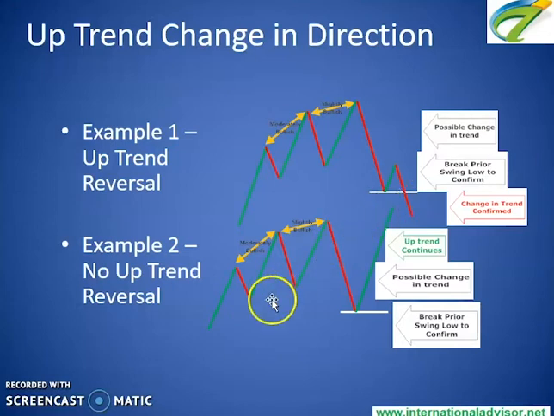Likewise, in example 2, you can see it's almost the same till here, and after this it is again a possible change in trend, but this time it didn't break the low and made its way up all the way and broke this high, so we can say the uptrend continues and the trend has not changed.